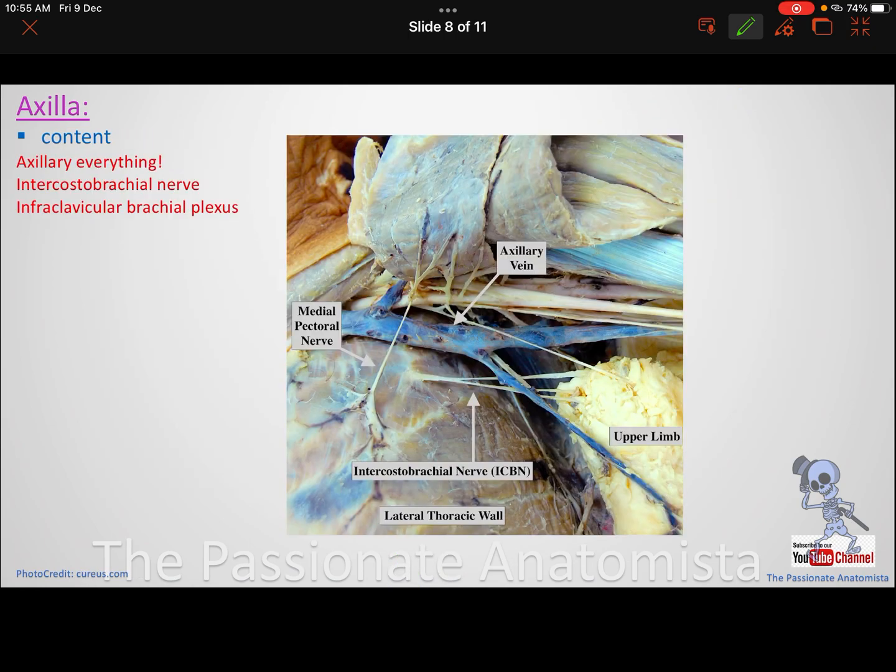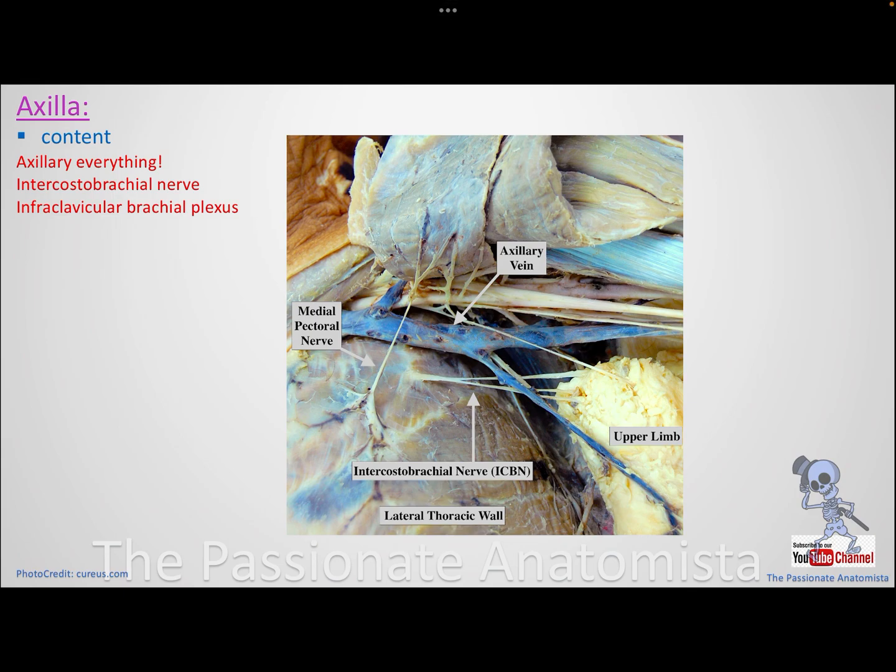The last thing here, guys, I want you to see the content of the axilla. It is very simple and easy, and by now we know that we have the axillary vein, we have the axillary artery, and we have the infraclavicular part of the brachial plexus. The extra note I want to say here is a nerve, and that nerve is called the intercostobrachial nerve. Intercostobrachial nerve is a cutaneous nerve. It comes out of the second intercostal nerve. You can spot it at the level of the second rib.